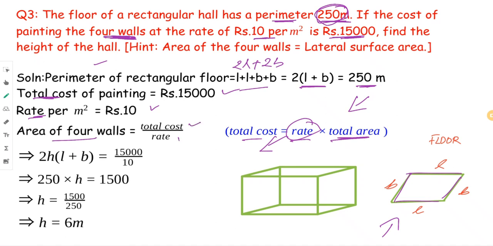Total cost by rate. The total cost given to us is 15,000, and the rate given to us is 10 rupees. Then the area of 4 walls, which we just did now, has the formula twice height, length plus breadth. We can divide 0 and 0. Here I'll be taking these 2 and length plus breadth together. What is the value? 250. So I'm going to put 250 here. This 250 will go down. I can divide 0 and 0, then 25 by 6. That is how I'm going to get the height of the hall to be 6 meters.